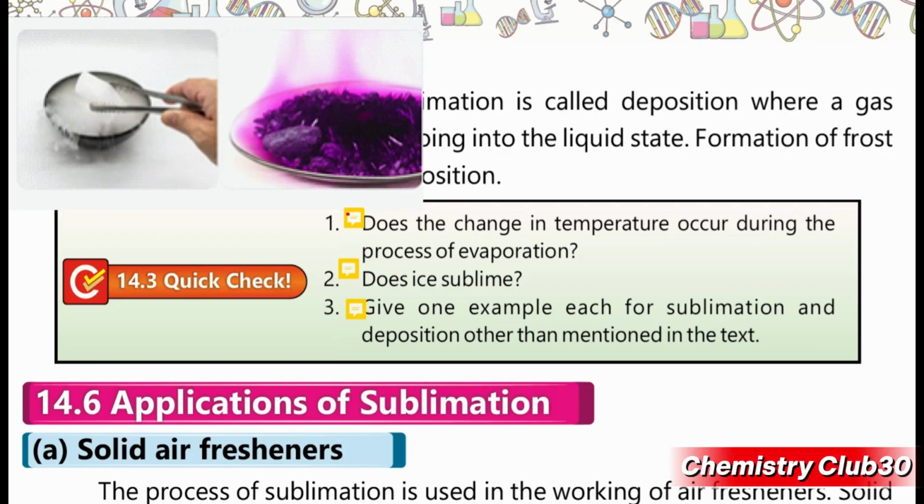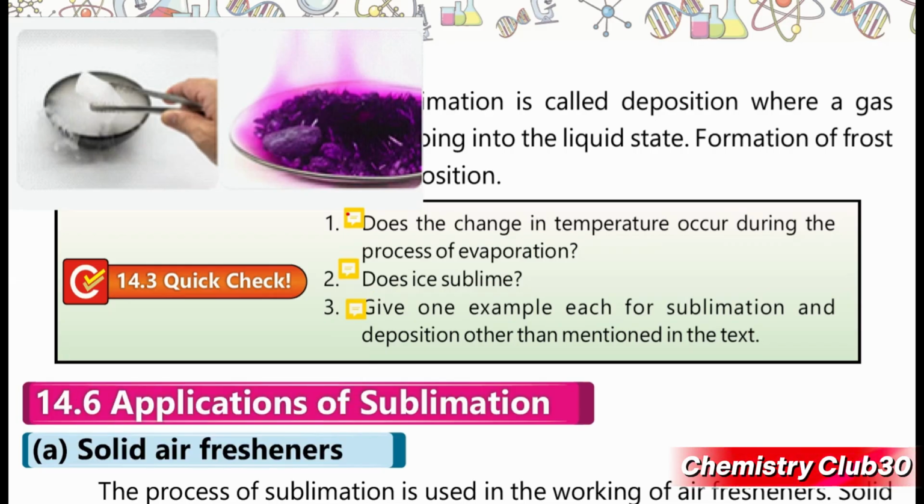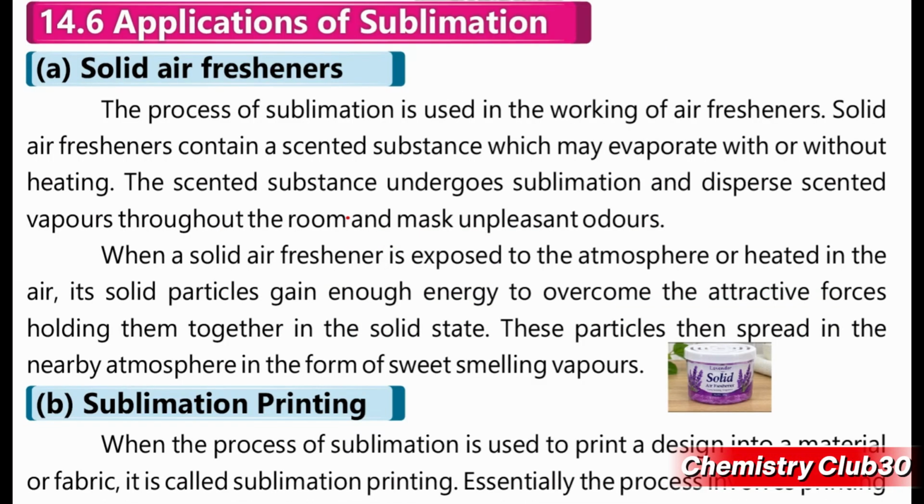Question number 3. Give one example each for sublimation and deposition other than mentioned in the text. For sublimation, iodine crystals produce purple iodine vapors when heated, and for deposition, snowflakes form in clouds when water vapors deposit into ice crystals. Another example, ice crystals inside a freezer. They can also deposit on the walls of the freezer.